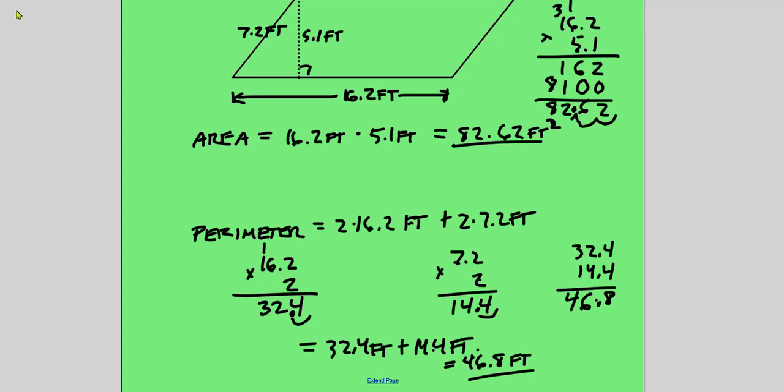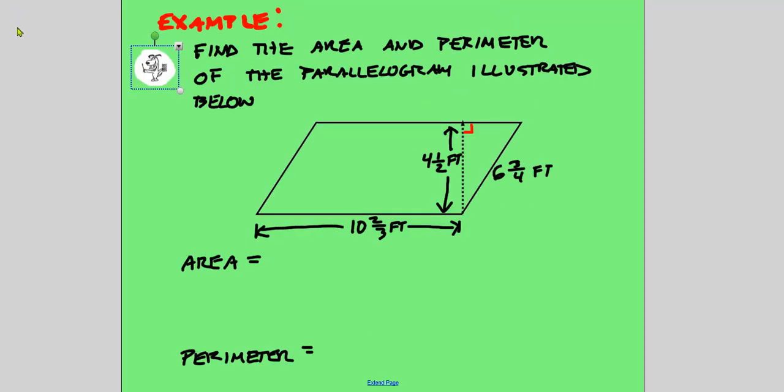All right, let's look at another example. So now I'm using mixed numbers. So the base is 10 2/3 feet, the height is 4 1/2 feet, the length of these sides is 6 3/4. So the area is base times height. So it's 10 2/3 feet times 4 1/2 feet. So what I'm going to do here is change each of these to improper fractions.